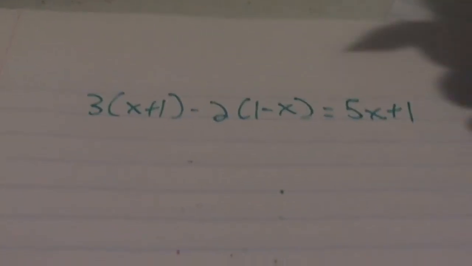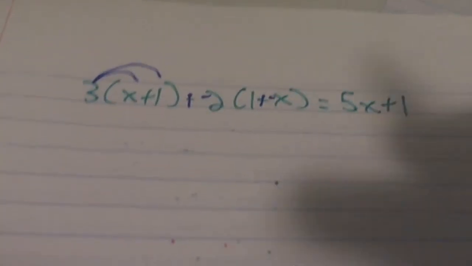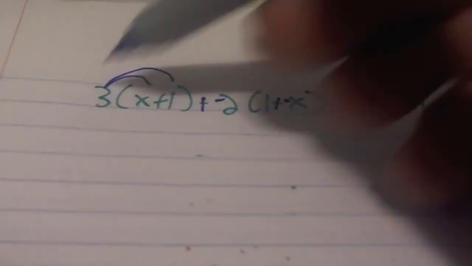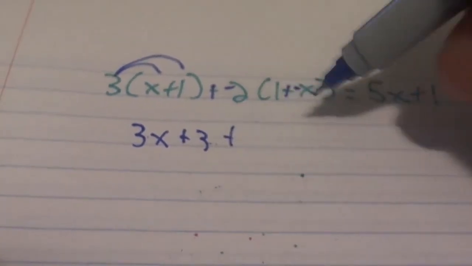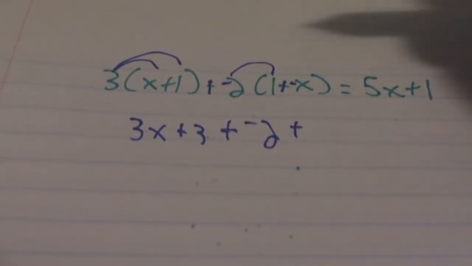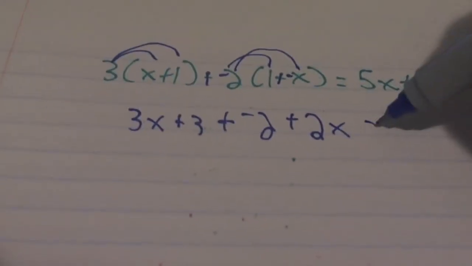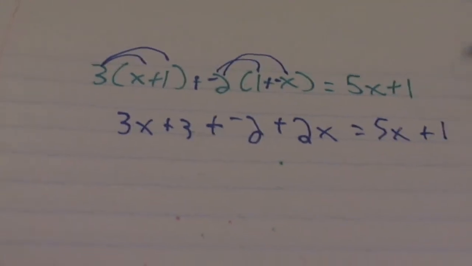Alright, so that was number 4. Now let's do number 5. So number 5, 3 times x plus 1 minus 2 times 1 minus x equal to 5x plus 1. So once again, change it to plus, negative. Add a line, change the sign, or something like that. So 3 times x is 3x. 3 times 1 is 3. Plus negative 2 times 1 is negative 2. Plus sign. Negative 2 times negative x is positive 2x. Remember, negative times a negative equals a positive. The right side stays the same.